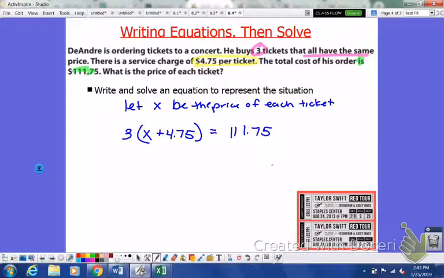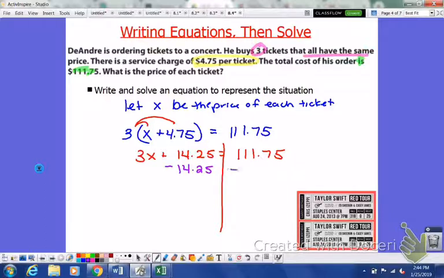Now, I'm dealing with decimals here, so I don't want to think about trying to divide. It might give me a nasty decimal. So we want to do our distribution. So 3 times x gives us 3x, plus 3 times 4.75 gives us 14.25. Still equals 111.75. Go ahead and drop our line down. We don't have any more simplifying to do. So inverse operations, subtract 14.25, subtract 14.25.